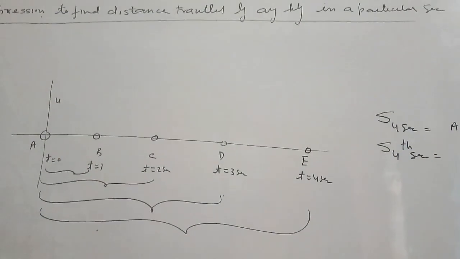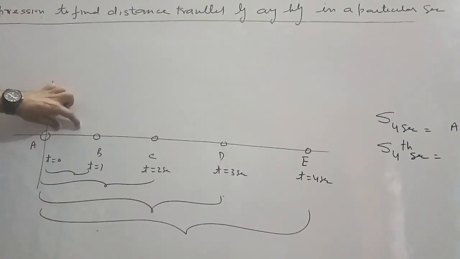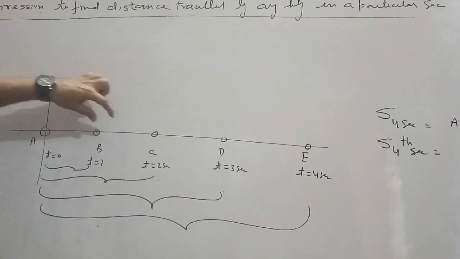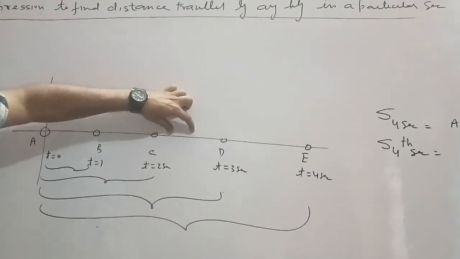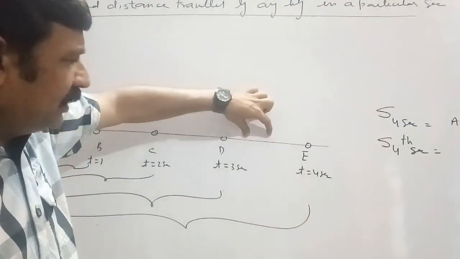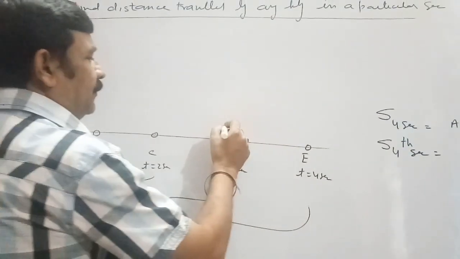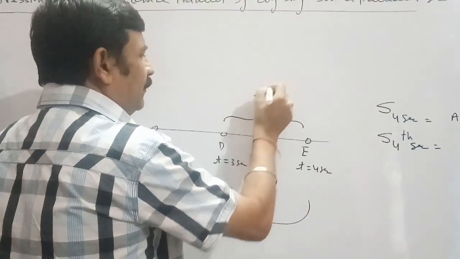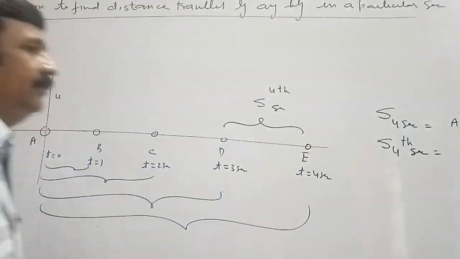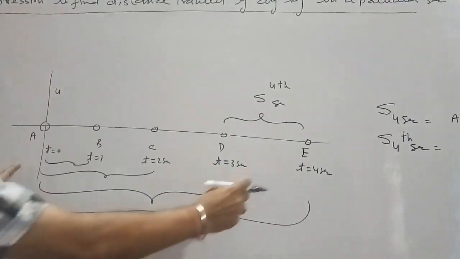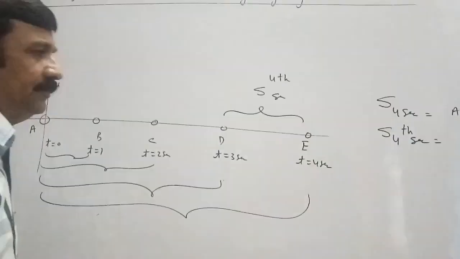So just see this situation. In the 1st second, this is the distance travelled. In the 2nd second it is this distance, in the 3rd second it is this distance, and in the 4th second this is the distance travelled by the body in the 4th second.